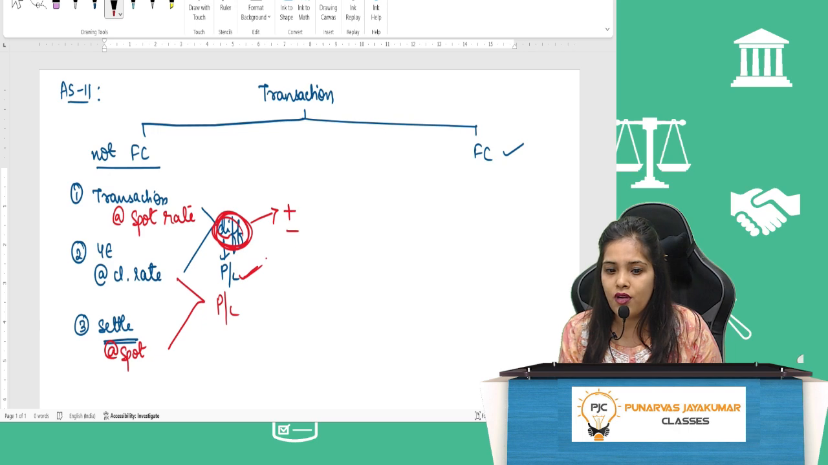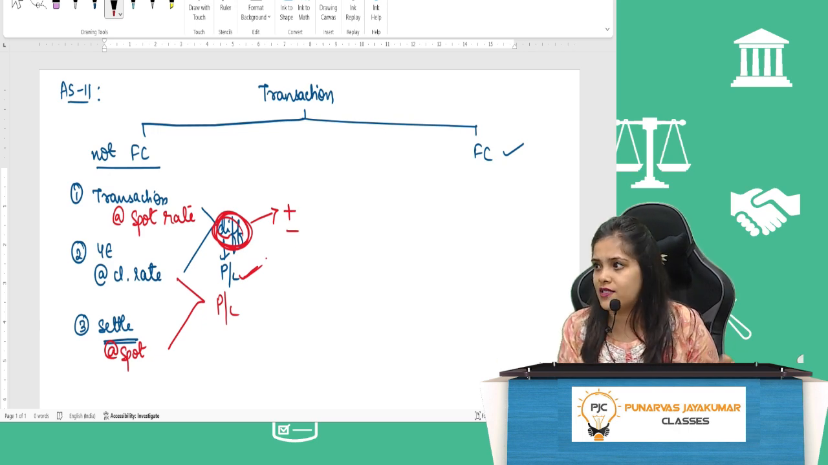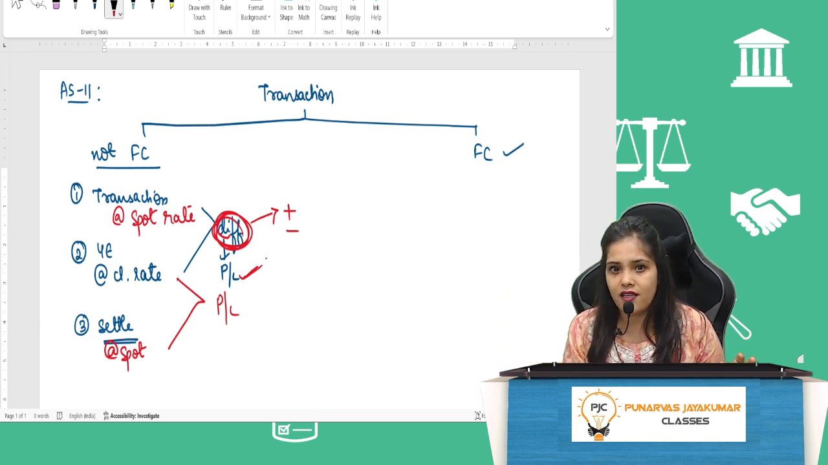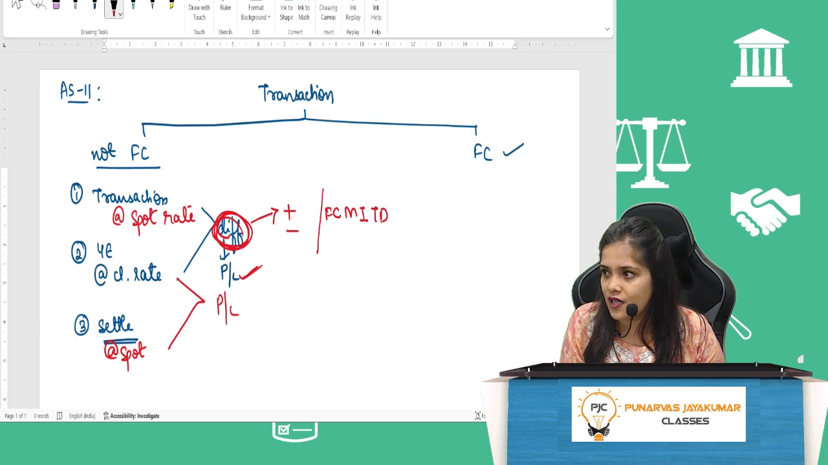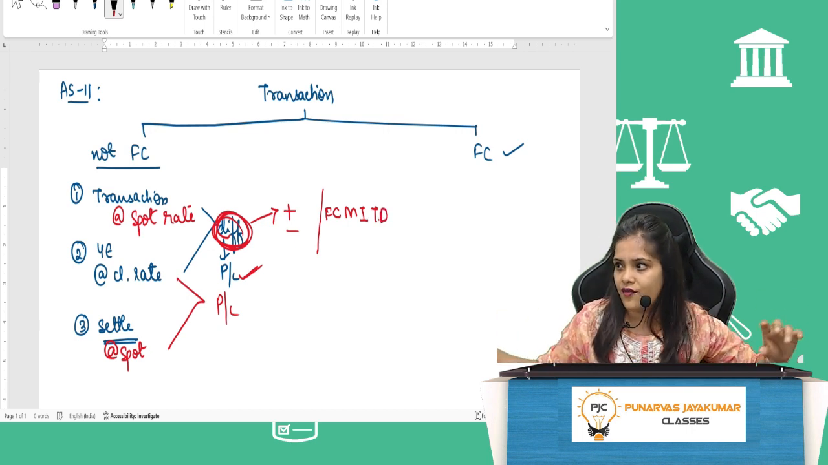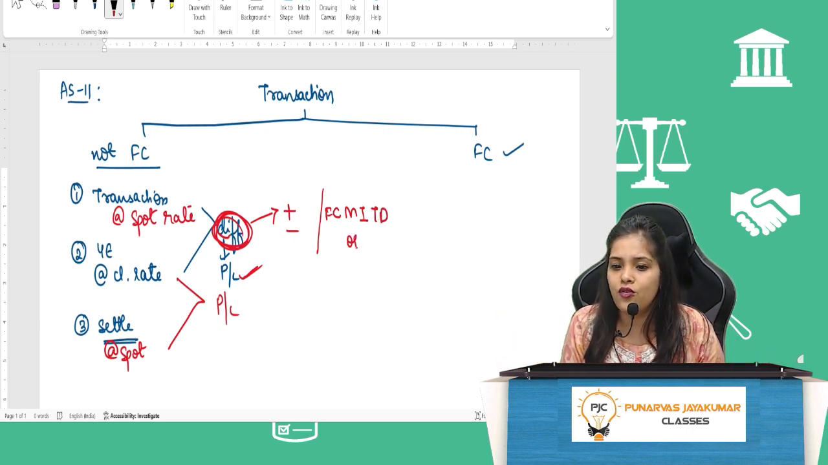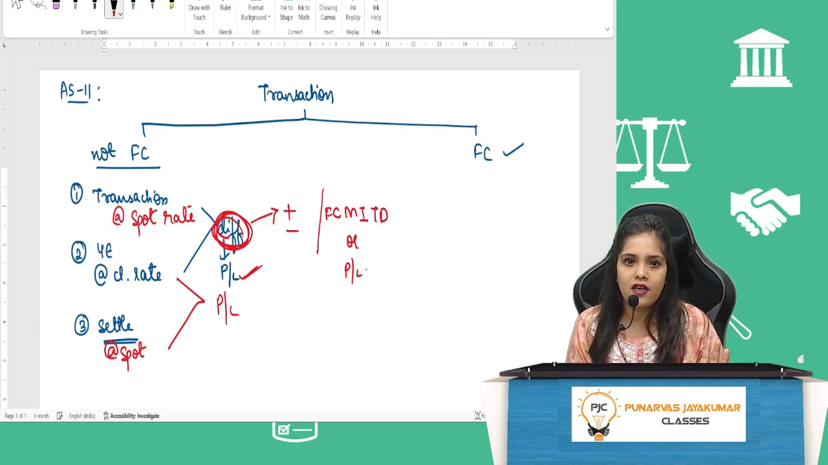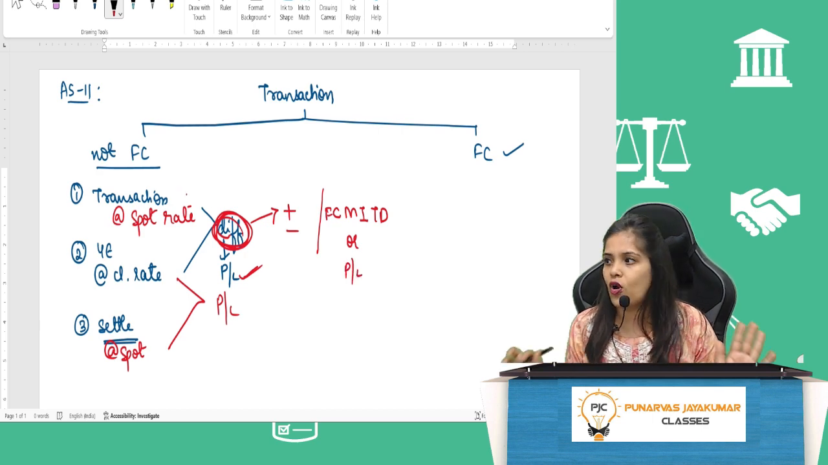If this loan was taken for a non-depreciable asset, meaning for other reasons, like for your working capital requirement or any other reason, then again you have an option. Either you can save it in an account called foreign currency monetary item translation difference account and amortize over the life of the loan, or you can charge it to P&L. Clear till here? So the rule is always very simple.